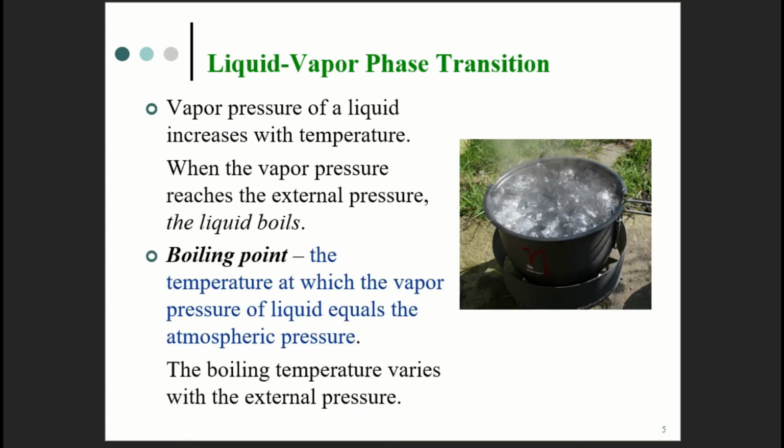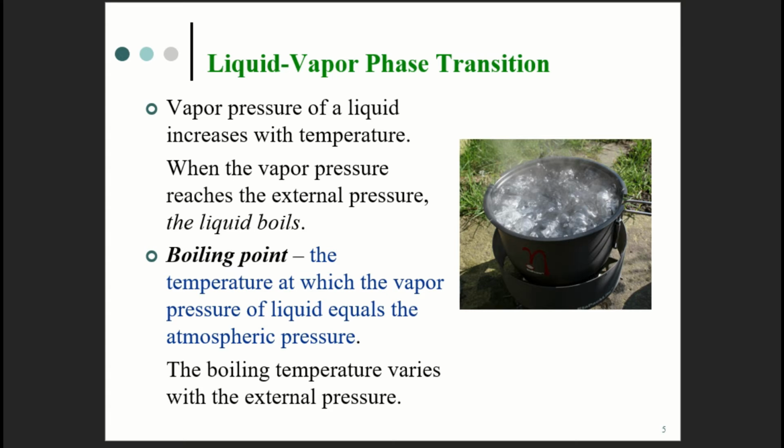So, of course, if there's vaporization, there is vapor pressure. The vapor pressure of a liquid increases with temperature. So, the higher the temperature, the more vapor is produced. Okay, so the more liquid is being converted to vapor. So, when vapor pressure reaches the external pressure, the liquid boils. This is one of the properties of liquid, and they have what we call the boiling point. The boiling point is the temperature at which the vapor pressure of a liquid equals the atmospheric pressure.